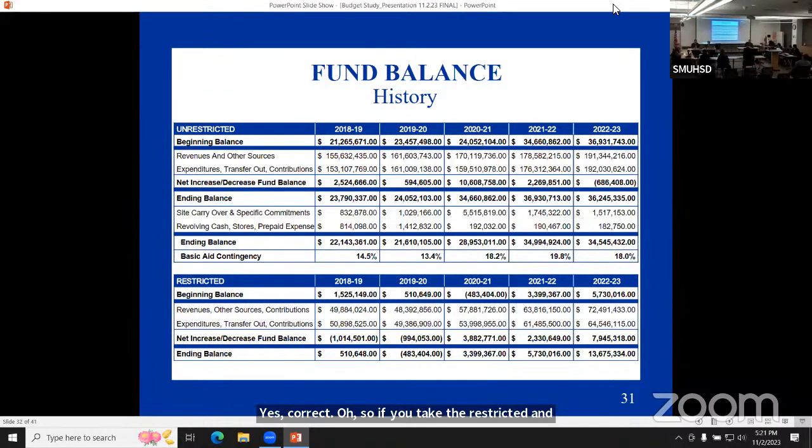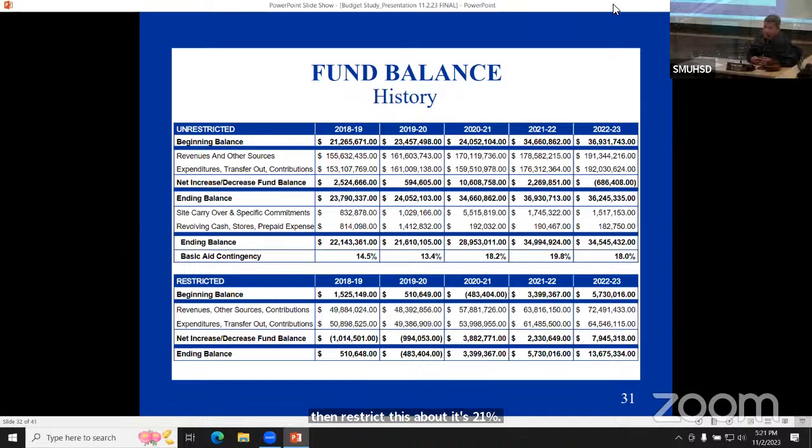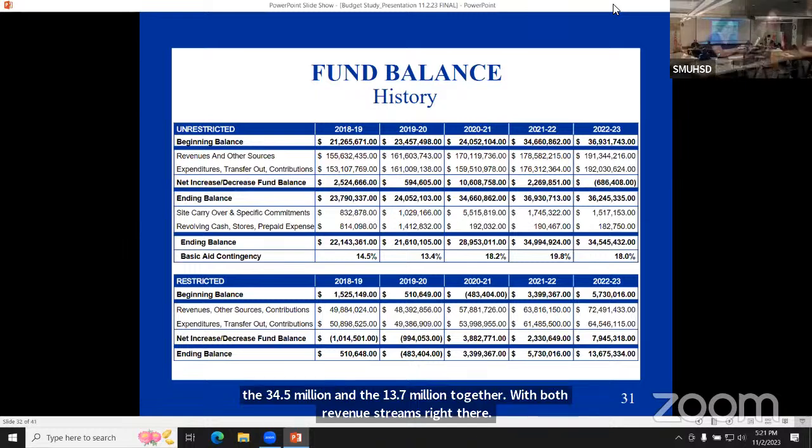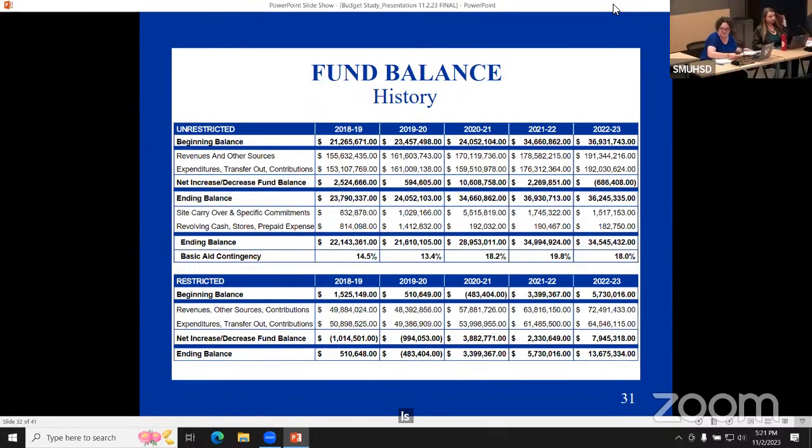So this is where I think Ms. Chavez and I might have some agreement. The 34.5 million and the 13.7 million together, with both revenue streams, is 21%. If you take out the one-time funding, you're at 18%. I'm glad you helped me elucidate that one. I reviewed this this afternoon when it was posted. That's a lot. Totally a lot, and other school districts can only have 10. We have 21%. Got it.